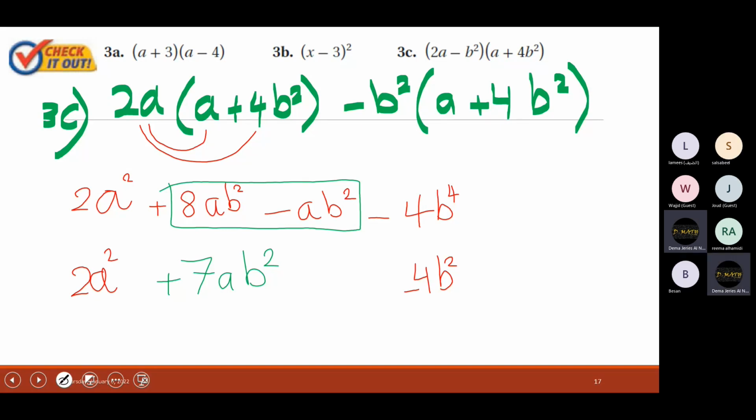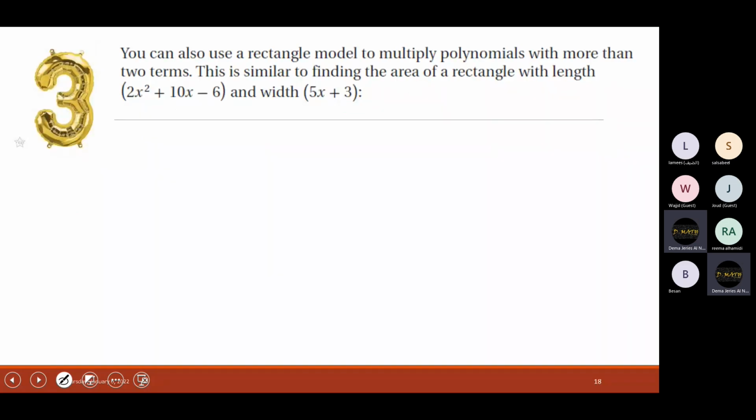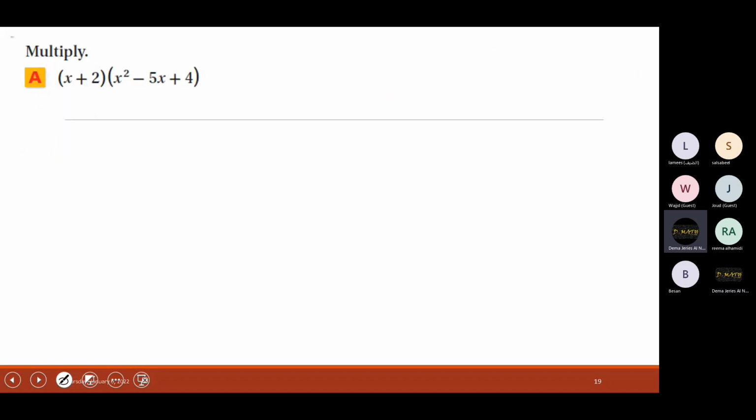Yes. Okay. Now, the third method, as we said yesterday, is the rectangle method. We have to make a rectangle, and we're going to put each term as the width and the other terms as the length.